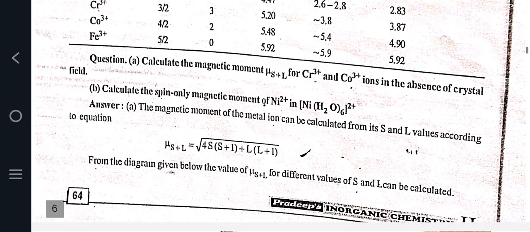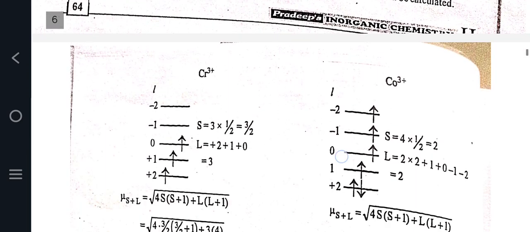Question: A, calculate the magnetic moment mu(S+L) for the Cr3+ ion in the absence of crystal field. And B, calculate the spin-only magnetic moment of Ni2+ in [Ni(H2O)6]2+. Answer, part A: the magnetic moment of the metal ion can be calculated from its S and L values according to the equation mu(S+L) = sqrt(4S(S+1) + L(L+1)). From the diagram given below, the value of mu(S+L) for different values of S and L can be calculated.